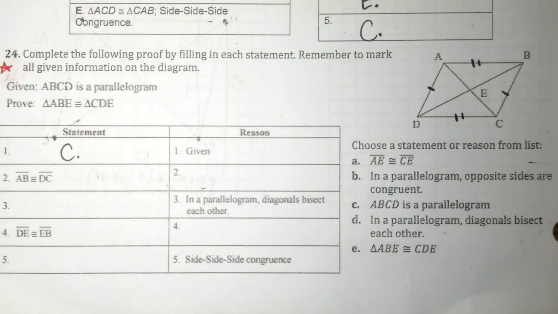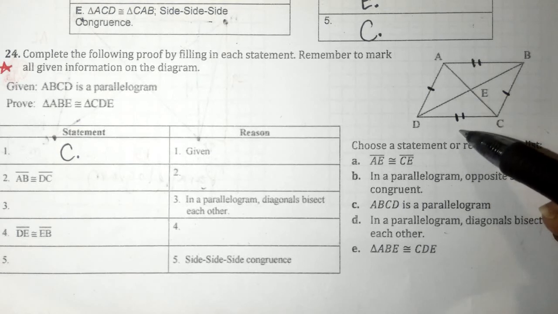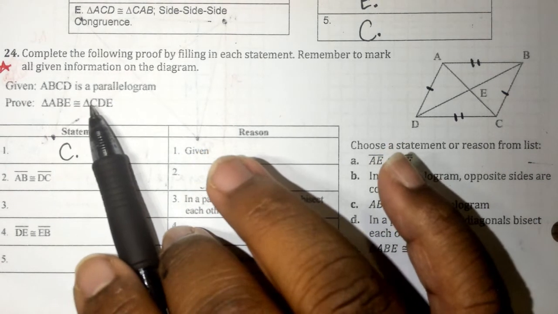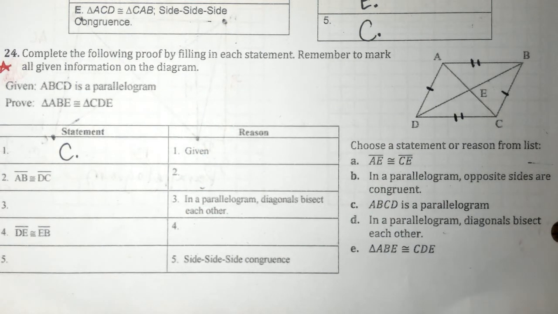Line 2 says AB is congruent to DC. How do I know AB is congruent to DC? Well, line 1, they told me ABCD is a parallelogram. That's how I was able to mark these as congruent. If that's the case, in a parallelogram, opposite sides are congruent. Alright, so that's going to be B.